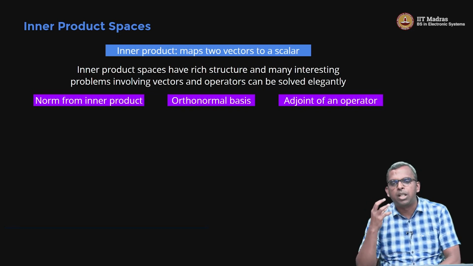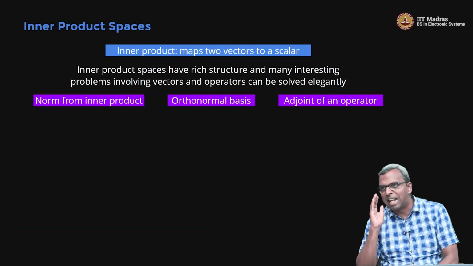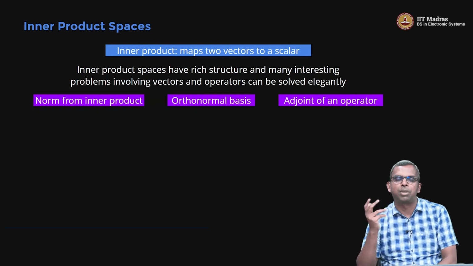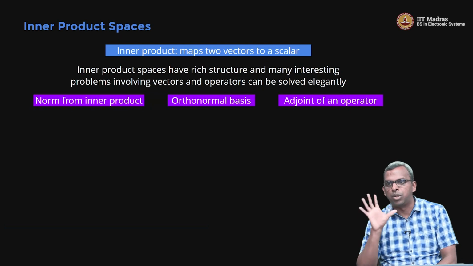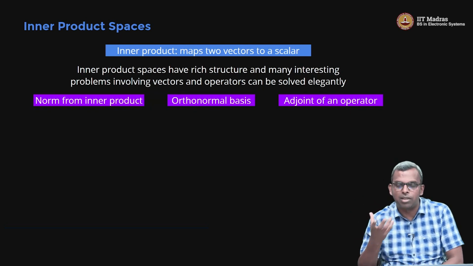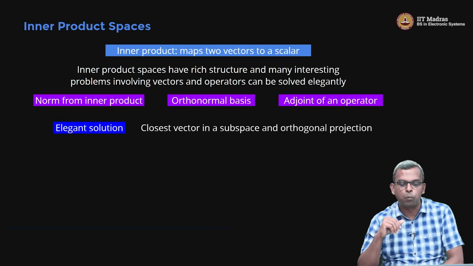So in short, the inner product gives you a certain angle and a perspective to view linear algebra. It gives you the geometry, it gives you distance, it gives you angles, so many other things it provides. Adjoint, for instance, is a very, very important notion. Okay, so several problems you can solve very elegantly.